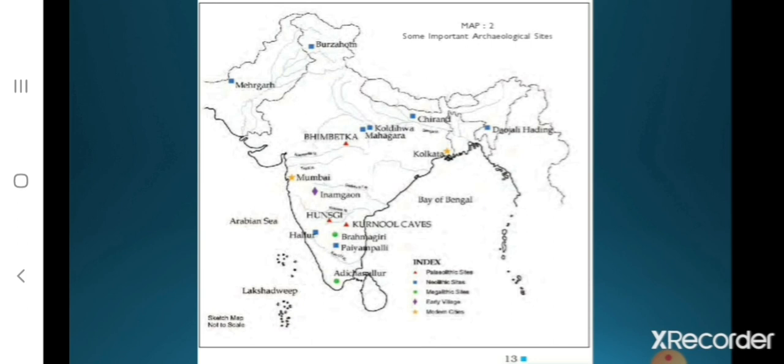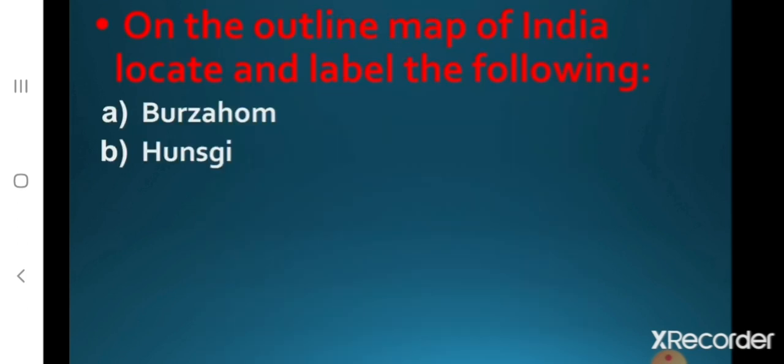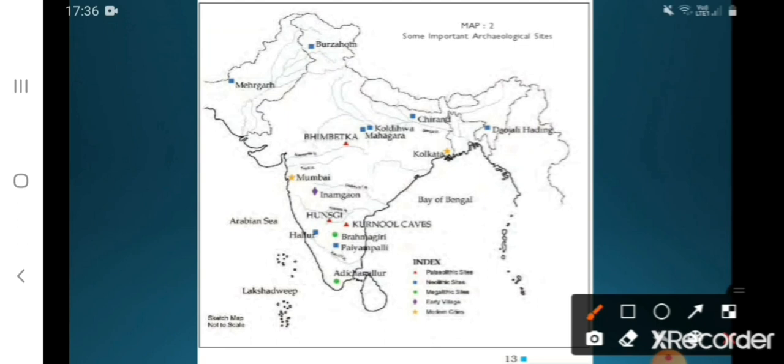Children, now let us learn how to locate these sites on the outline map of India with appropriate symbols. Now children, let's do this question. On the outline map of India, locate and label the following. A. Burzahom. B. Hansgi. Children, while locating the places on the map, we have to keep in mind a few important things. We have to first locate the place and then draw an arrow mark, and above that, we have to write the question that is given.